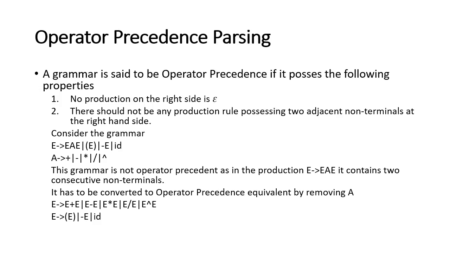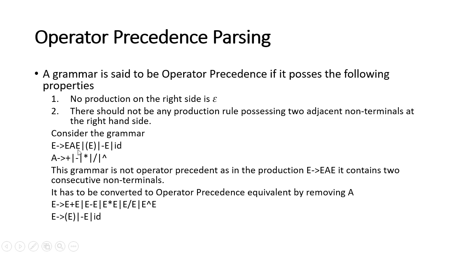Now come to the other type of parsing, that is operator precedence parsing. A grammar is said to be operator precedence if it possesses the following properties. No production on the right side is epsilon. There should not be any production rule possessing two adjacent non-terminals at the right hand side. Now let's look at what this means exactly.